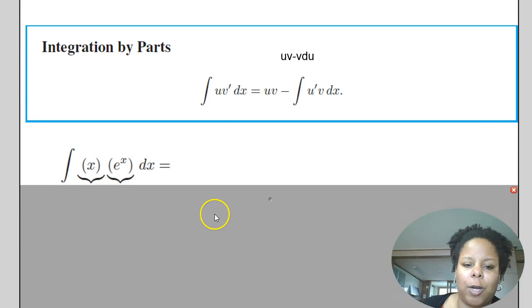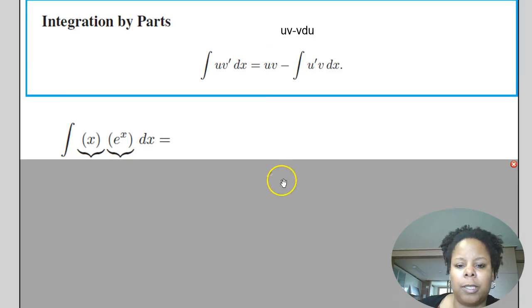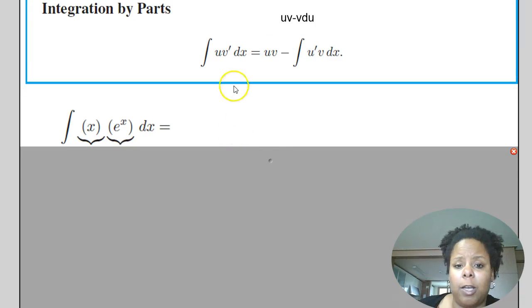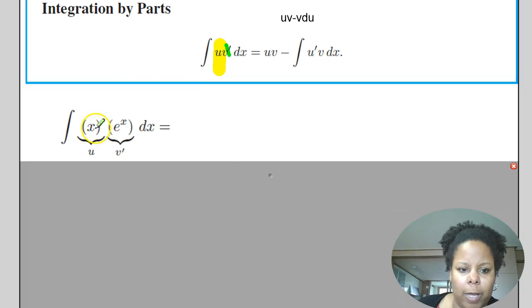So let's go back to our previous problem and see if we can use integration by parts. In order to use integration by parts, you need to identify what is going to be u and what is going to be v prime of your original problem. So in this case, we're going to let u be equal to x and v prime be equal to e to the x.